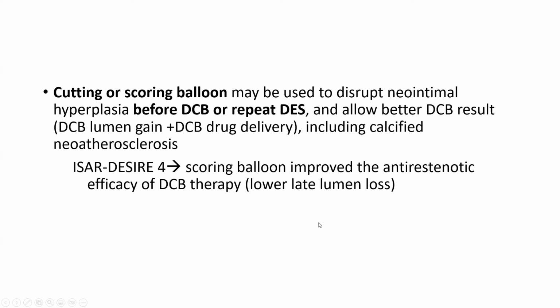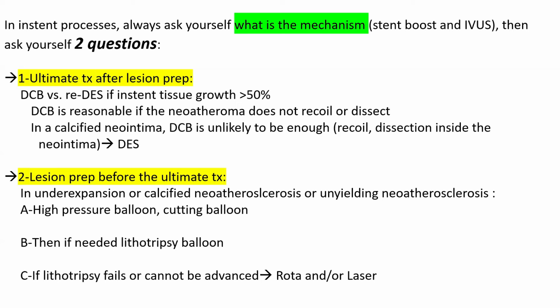As a summary to the approach for in-stent disease, I would say that whenever you have an in-stent process, you always ask yourself, what is the mechanism? And you define that by IVUS or OCT and cine-stent boost. Then you ask yourself two questions. What is the ultimate treatment after lesion preparation? Should it be DCB versus repeat DES if you have in-stent tissue growth more than 50%? DCB is reasonable if the neoatheroma does not recoil or dissect with a standard balloon.